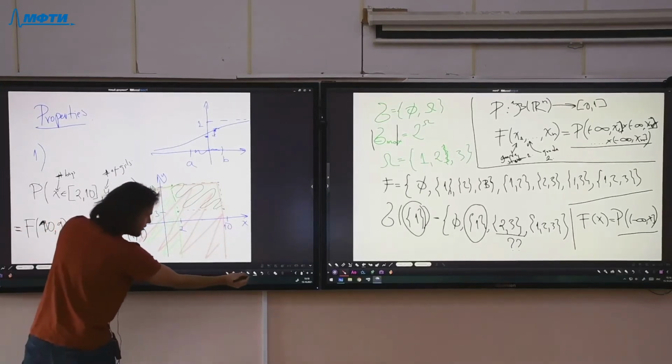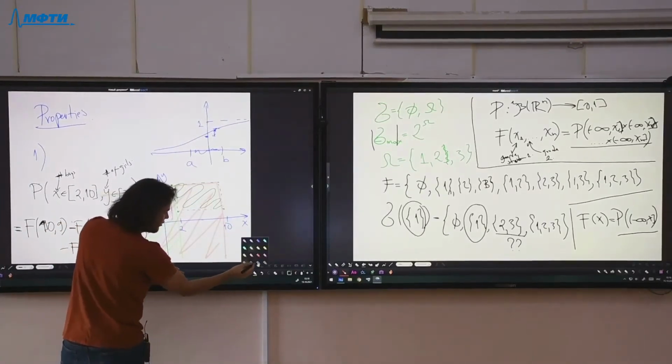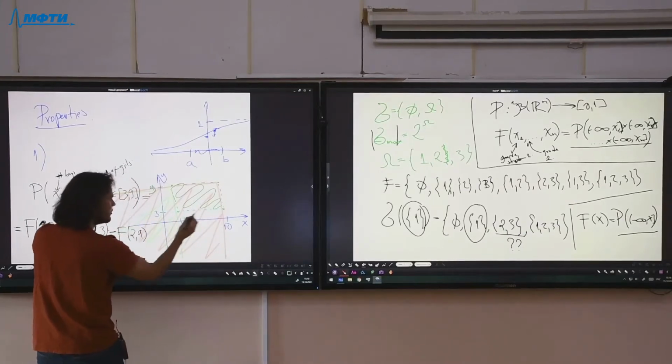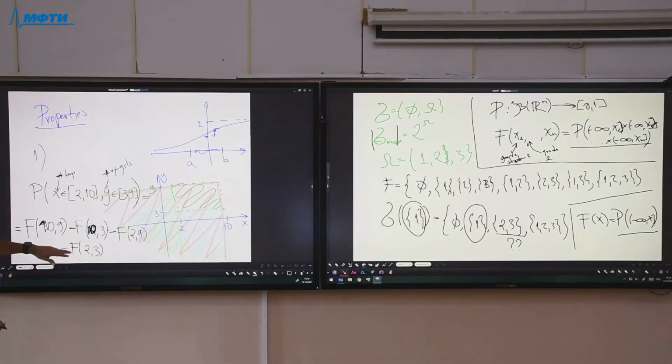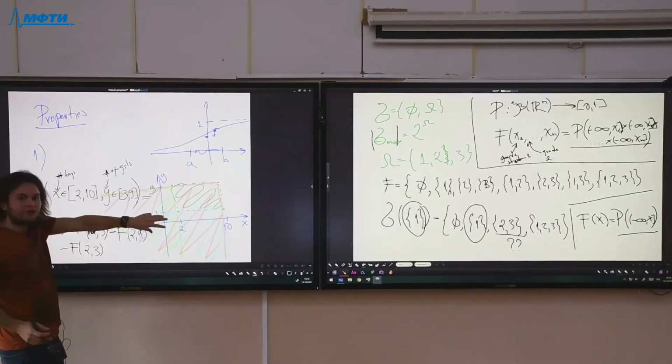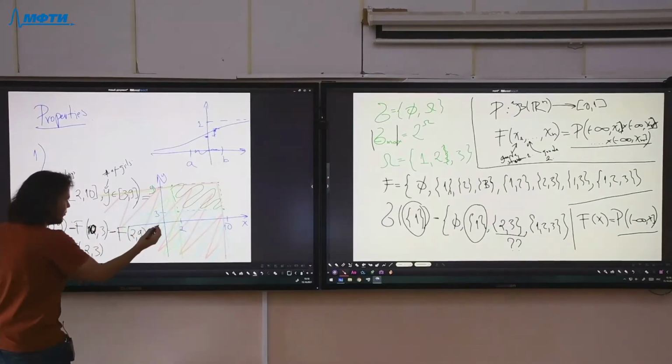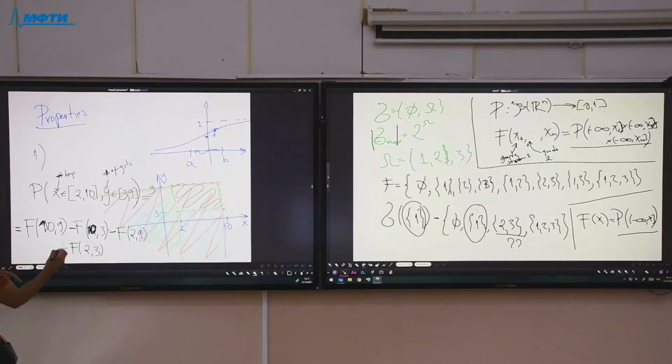So this area minus f of 10, 3, yes, plus, because two times we subtract this area, right? So plus f of 2, 3.